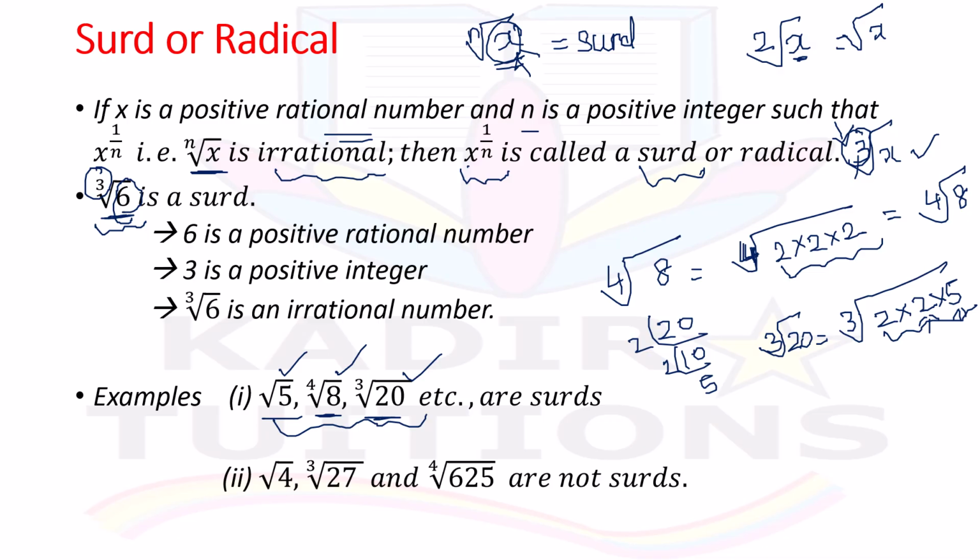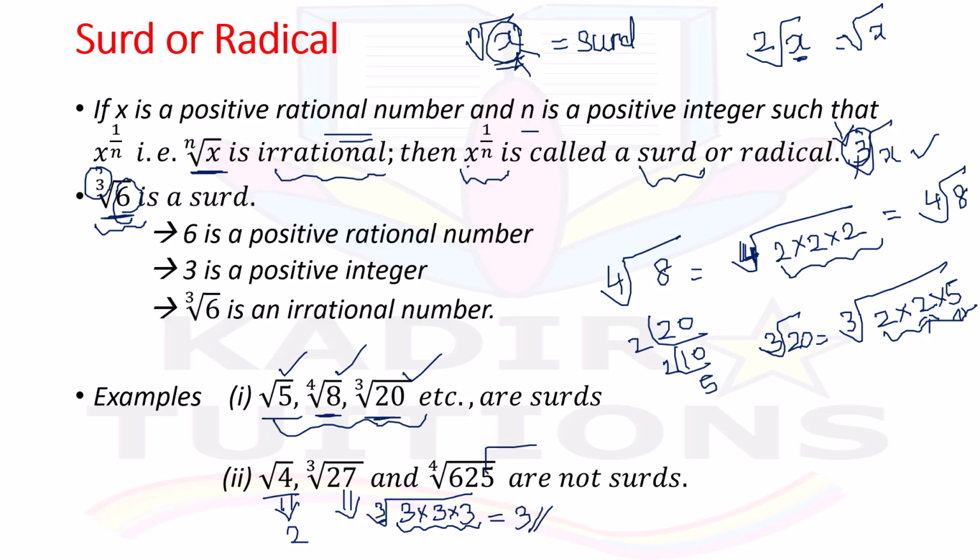And see the next example, root 4. What is the value of root 4? It's 2. And see, the cubic root of 27. I can write this 27 by doing the prime factorization. You'll be getting 3 into 3 into 3. See here, this is a cubic root, and inside the root we are having the repetition of one number 3 times. So it's equal to 3. That's why we are getting the answer as a rational number. So this is not a surd.